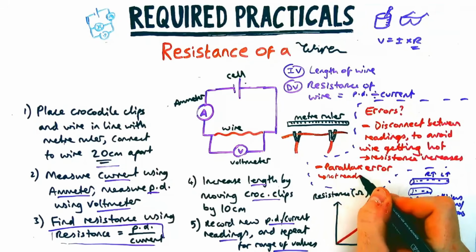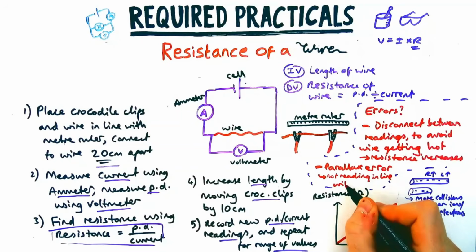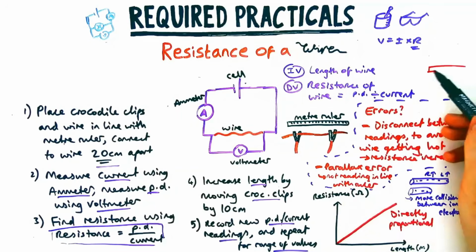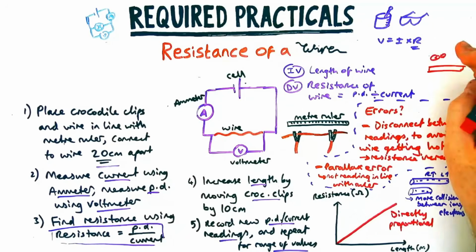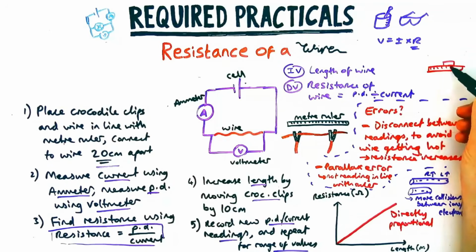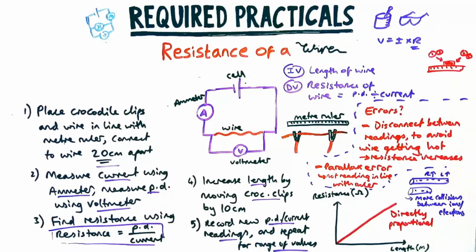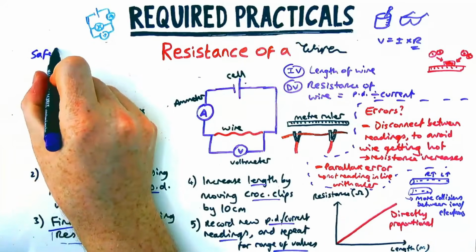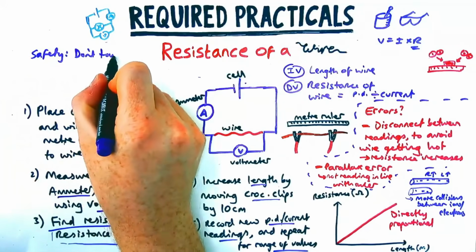You can also have parallax error if you're not reading the ruler in line. What that means is, if you were these people here, and ignore my terrible drawings of eyes, imagine you're trying to measure an object from one side and your mate's trying to do it from the other side. If you're not in line with the ruler, perpendicular to it, you're going to have different readings.